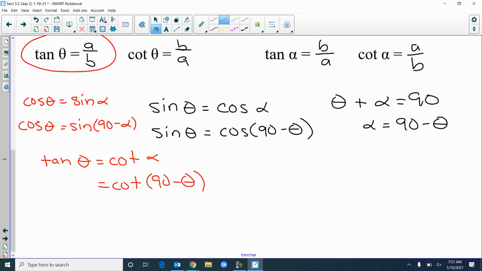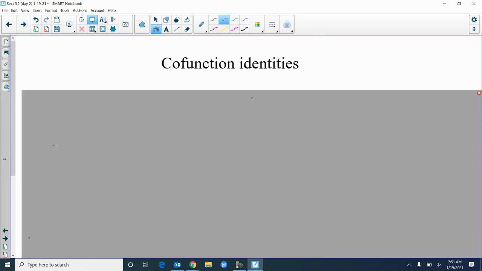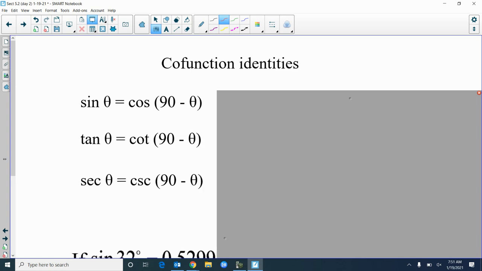These are your co-function identities. So right there, sine of theta equals cosine of 90 minus theta. Tangent of theta equals cotangent of 90 minus theta.